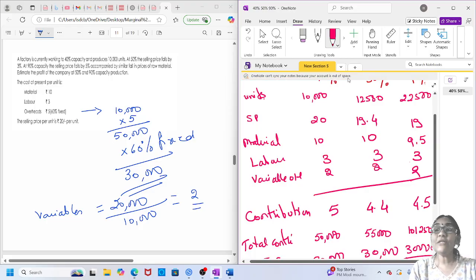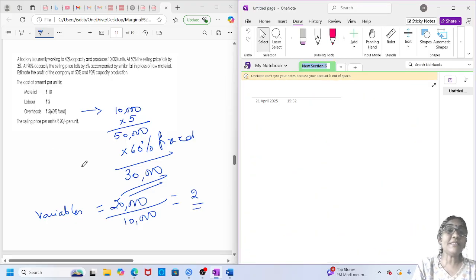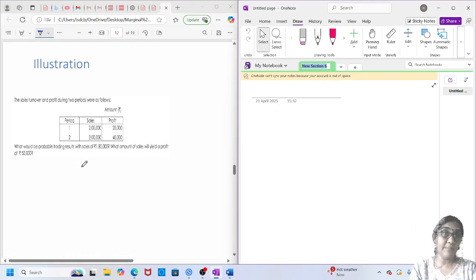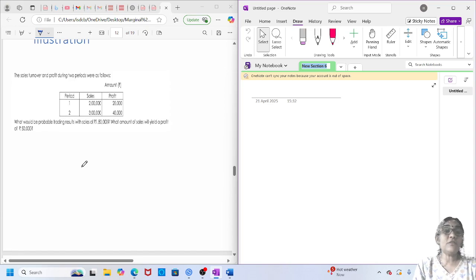So pretty easy questions here. All you need to understand is how to segregate the variable cost, calculate the BEP, calculate the contribution, etc. Going on to the next question.